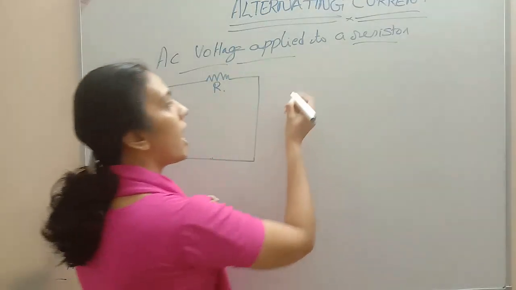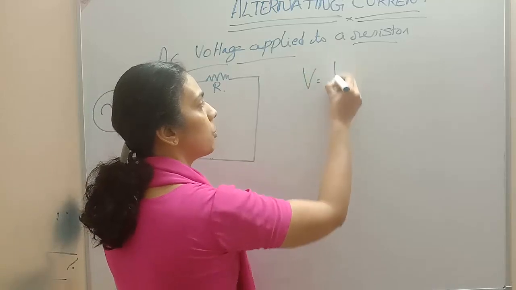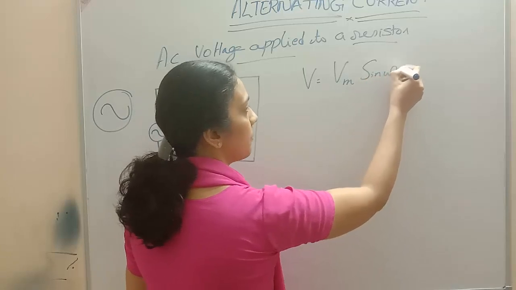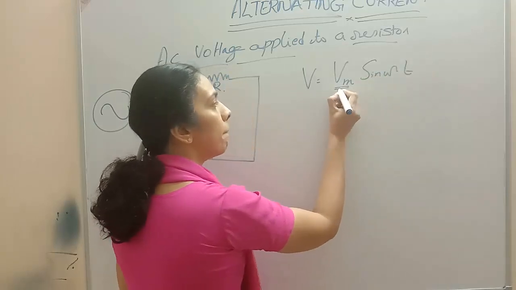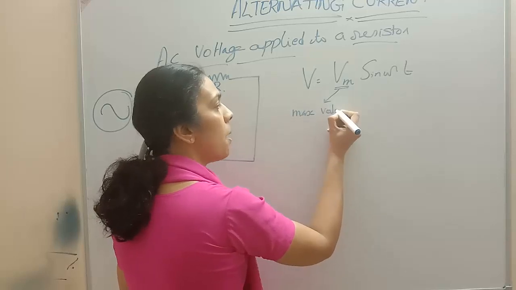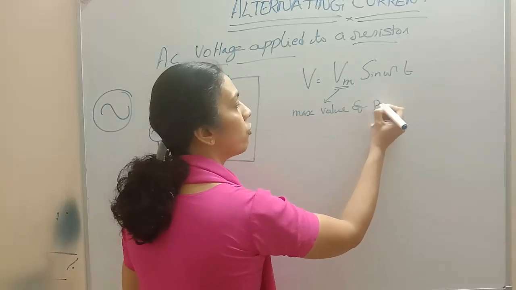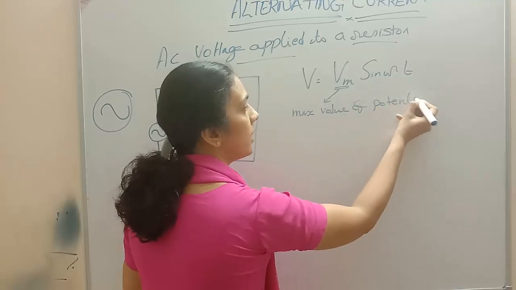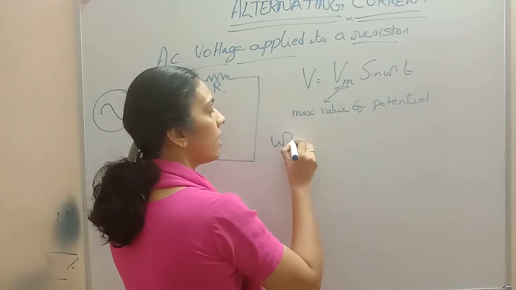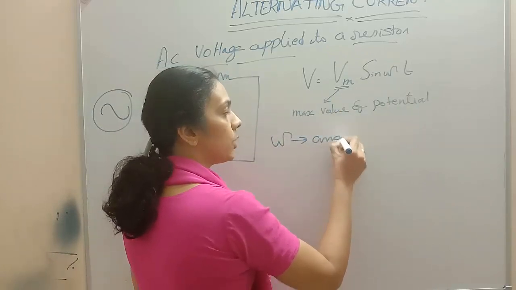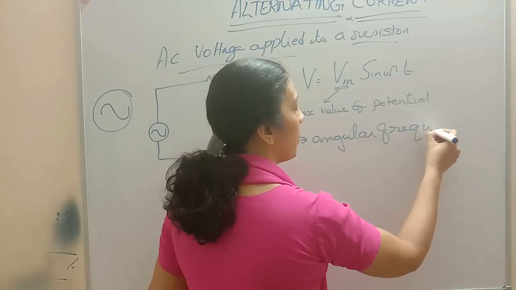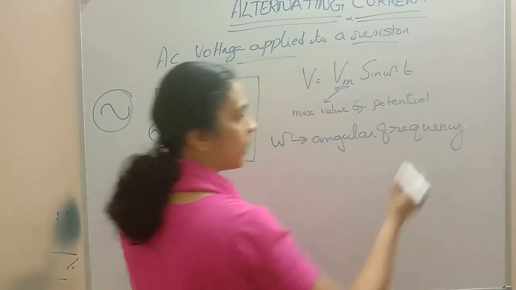Clear? So here I am considering V equals Vm sine omega t. So what is this Vm? Vm is the maximum value of potential. That is called Vm. Then what is this omega? Omega is the angular frequency. Many times we learned about the angular frequency, right? So omega is the angular frequency.